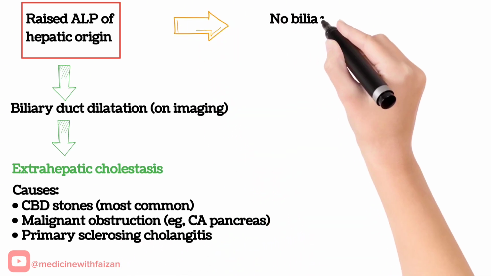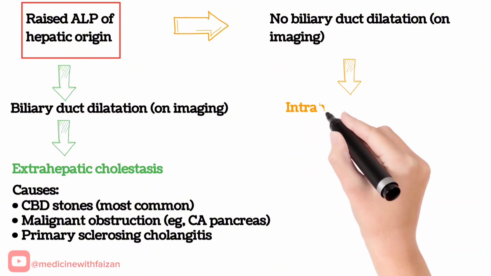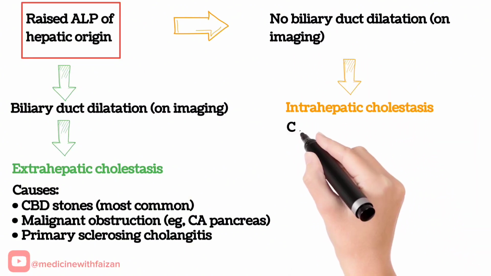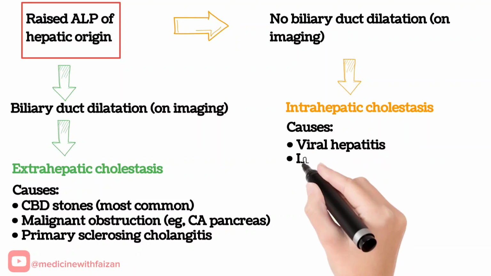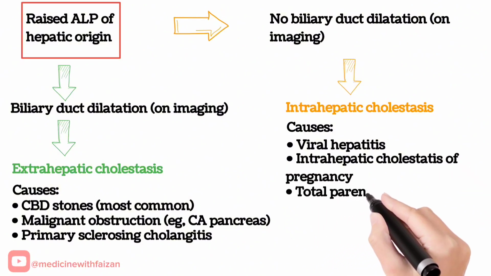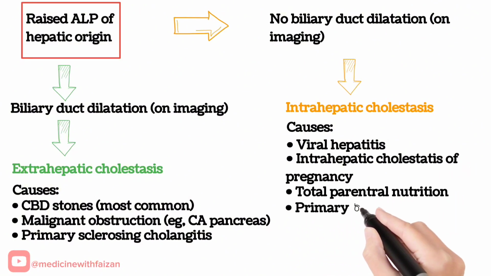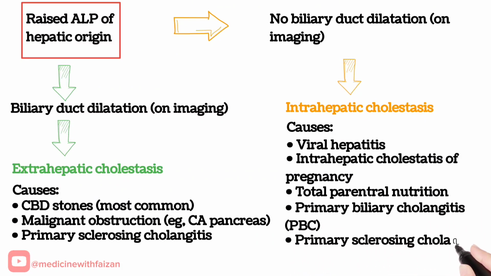If there is raised ALP of hepatic origin but no biliary ductal dilatation, then most likely it is intrahepatic cholestasis, and the causes include viral hepatitis, intrahepatic cholestasis of pregnancy, which usually appears in the third trimester. It can also be due to total parenteral nutrition (TPN). Other causes include primary biliary cholangitis and primary sclerosing cholangitis. As you can see, primary sclerosing cholangitis is also causing extrahepatic cholestasis. So yes, primary sclerosing cholangitis is well known to cause both extrahepatic and intrahepatic strictures.